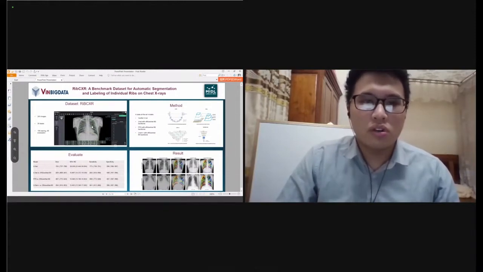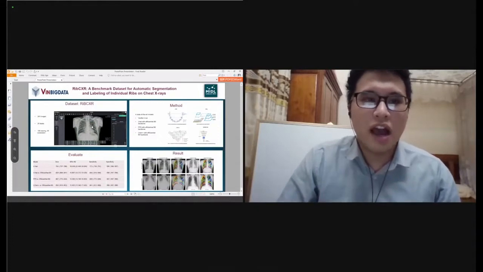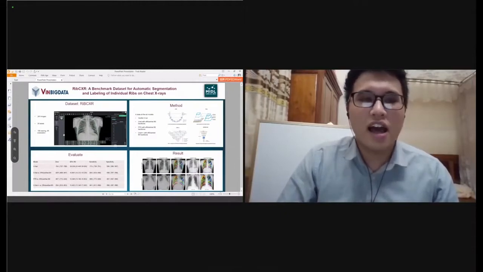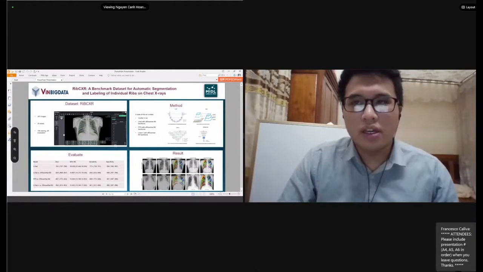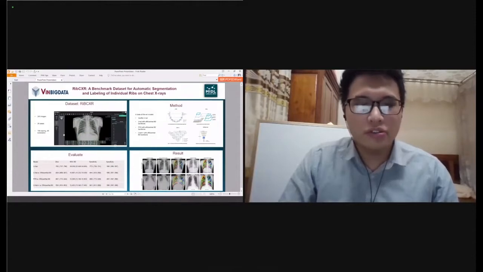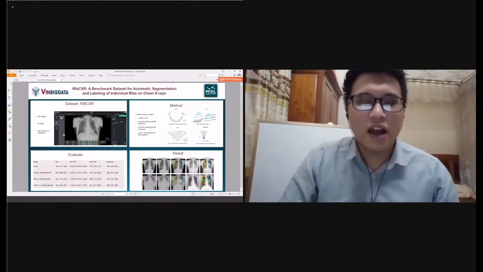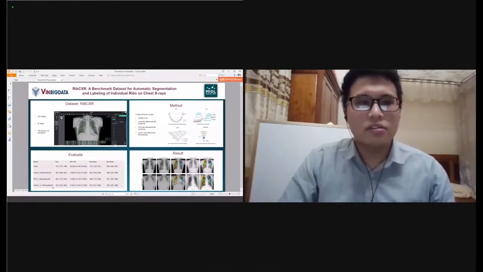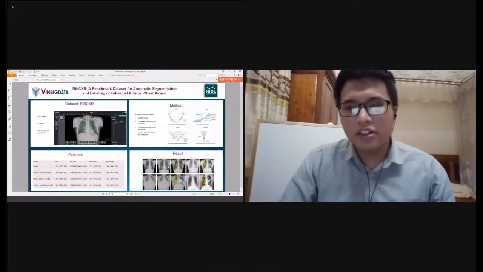And to develop a segmentation algorithm, we divide it into 196 images for training and 49 images for evaluation. And we deploy a set of four state of the art models, and to evaluate it, we use dice score, 90%, 95% Hausdorff distance, sensitivity and specificity, and UNet with EfficientNet-B0 is the best. The model gets 83.4% dice score, and you can see the result.